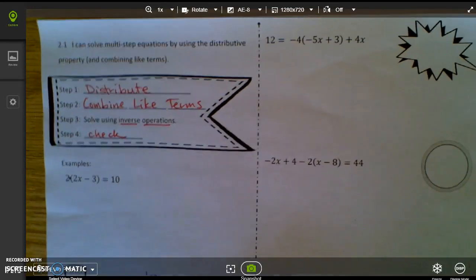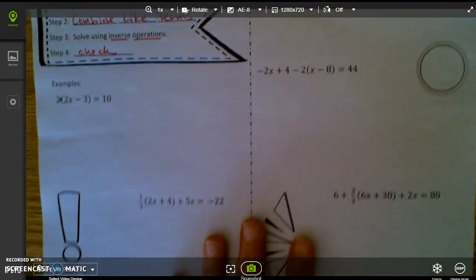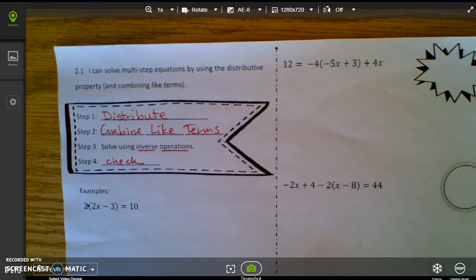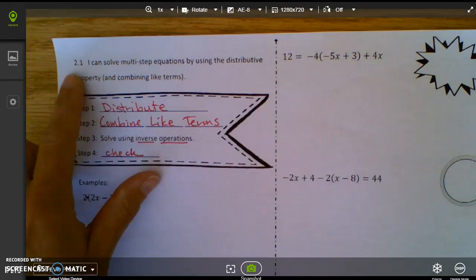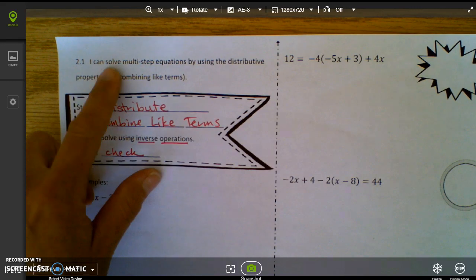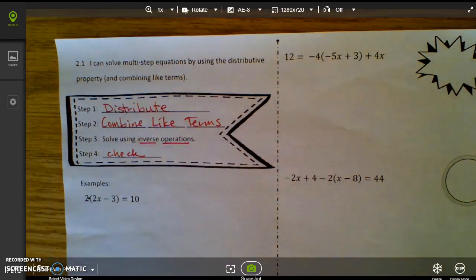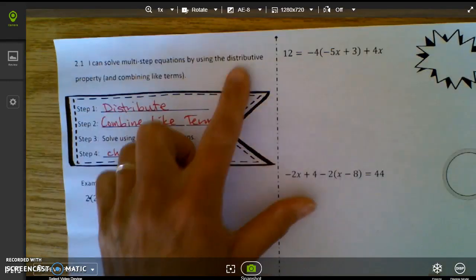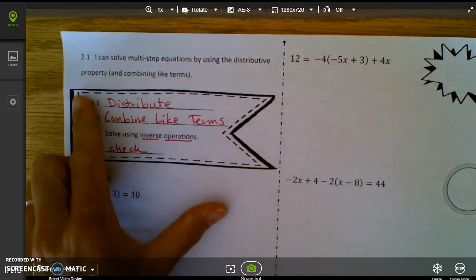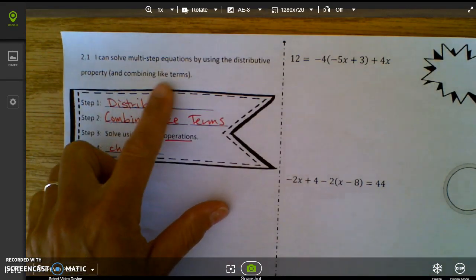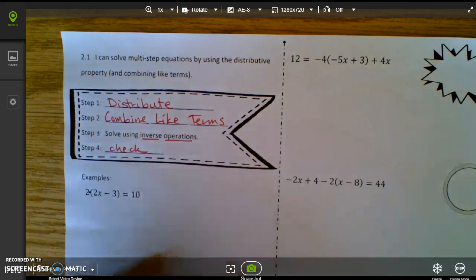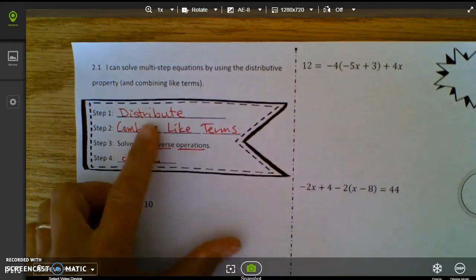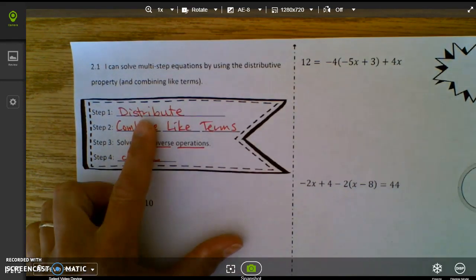Okay, ladies and gentlemen, today's lesson is going to be using this note sheet. It is Unit 2, Section 1, where we're going to learn how to solve multi-step equations. These equations are going to involve the distributive property and most likely combining like terms. So for some of us, this is a review. You probably learned some of this last year, but in 8th grade, we continue on learning this topic, and we need to get really good at this.